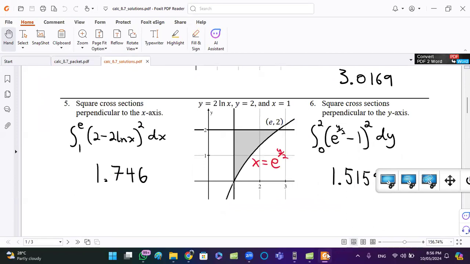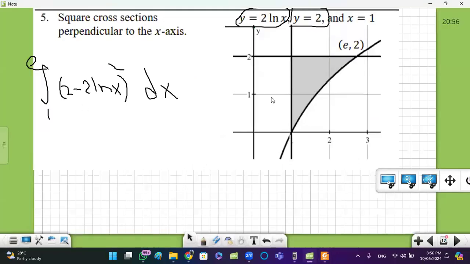He started with 2, by the way. It's the same. If you started with 2 ln x, it doesn't matter even. Okay.